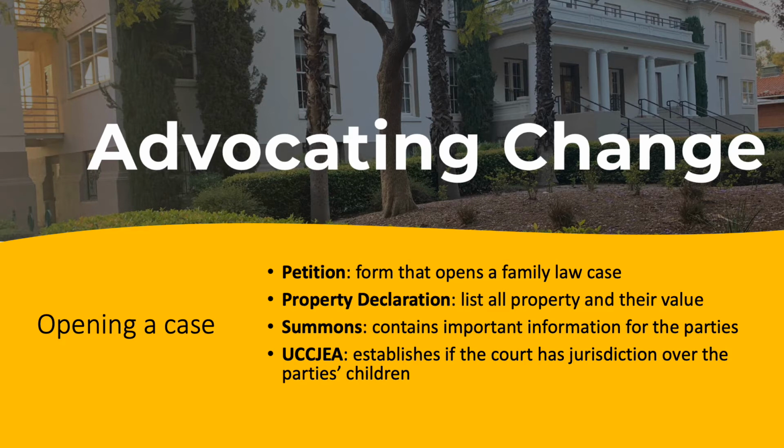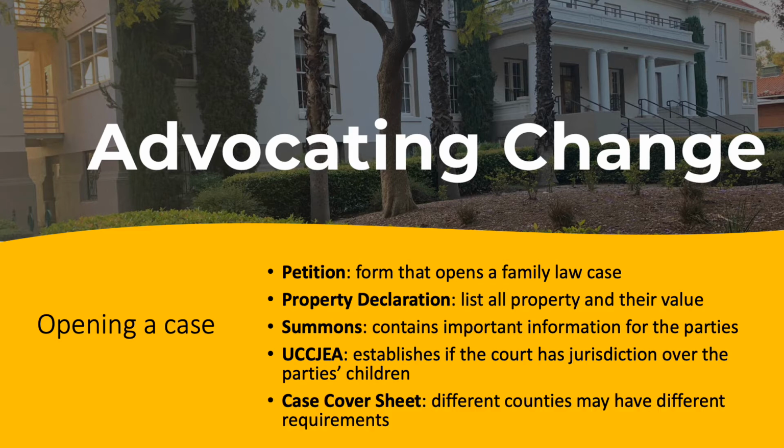This form will ask you to list all minor children from the marriage or domestic partnership, their birth dates, their place of birth, their gender, where the children have lived for the last 5 years, and who the children have lived with for the last 5 years. If the children lived in different addresses throughout the last 5 years, you will need to include all of these addresses. You may also be required to file a case cover sheet depending on what county you are filing in. Every county has different requirements, so it is best to check with the court clerk to verify whether you need to submit a case cover sheet as well.